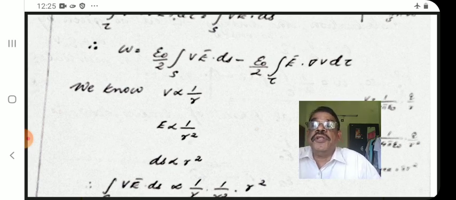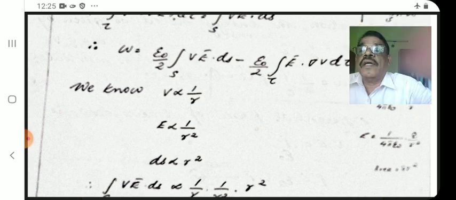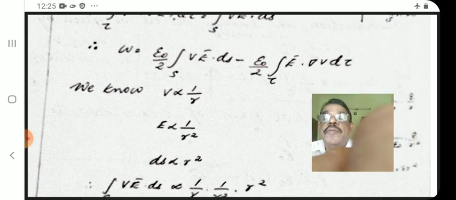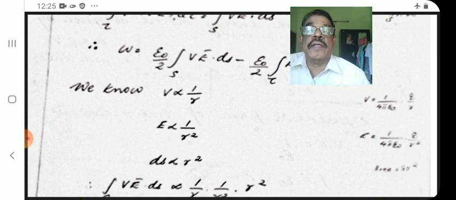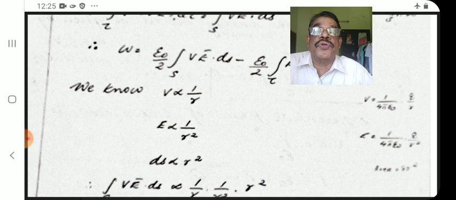And you look at the first term. In that term, there is V, E and ds. Epsilon 0 by 2 is a constant. In the first term in the RHS, there is V, E and ds. And you know, V is usually proportional to 1 by R. Potential relation we know, V is 1 by 4 pi epsilon 0 q by R. It is written in the side margin.